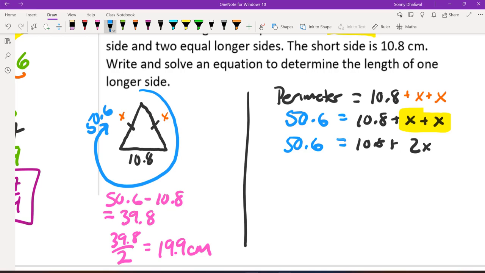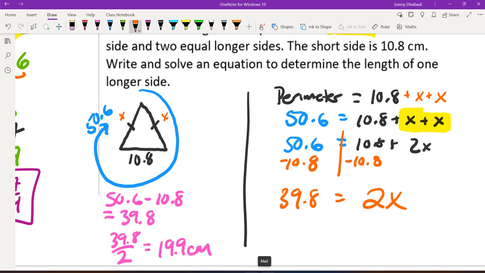Now, we want to solve this equation. On the side of the variable, we have two numbers that we need to get rid of. Which one can you get rid of first? Yep. And how do we get rid of it? Subtract. So you go minus 10.8 to both sides. Right? So you go 50.6 minus 10.8, which is 39.8. And you're left with a 2x.